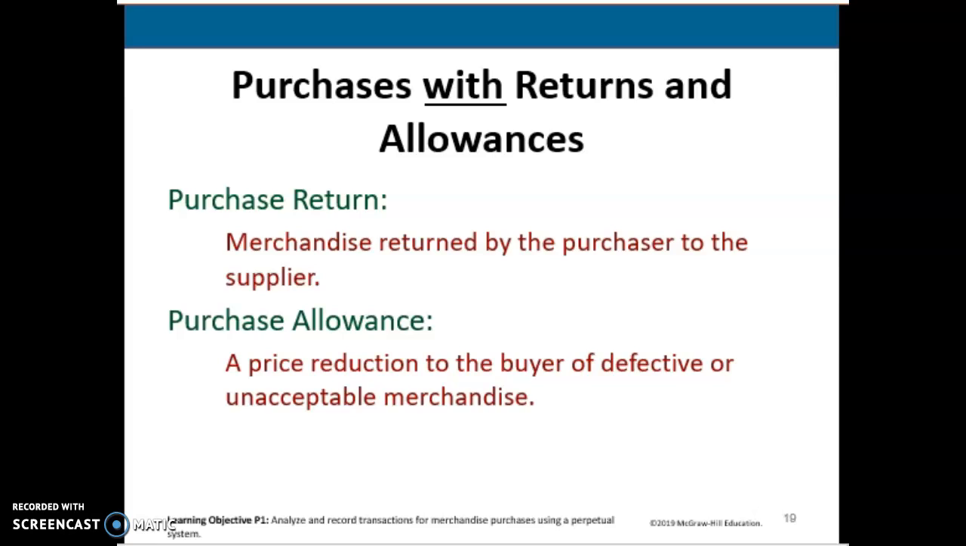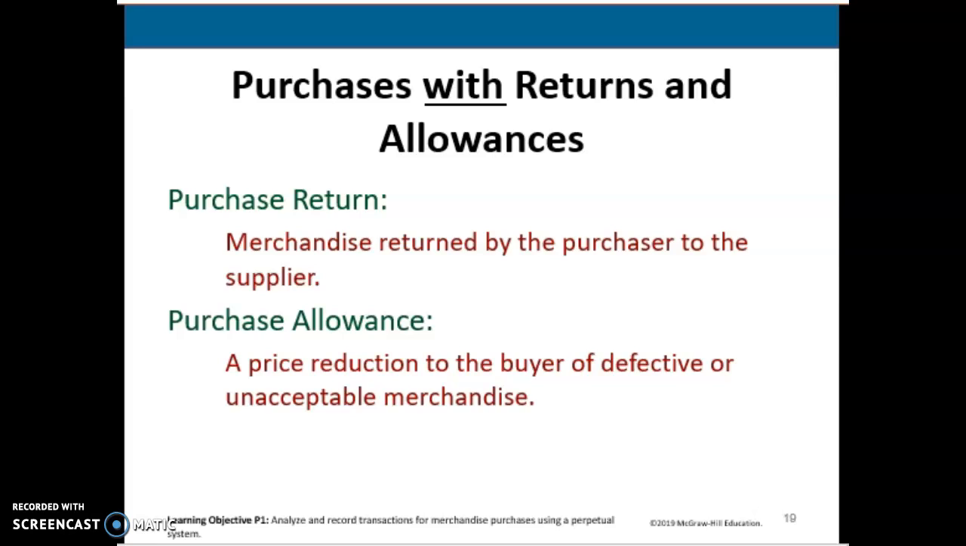Or sometimes we might call that supplier and say, hey, we received a refrigerator in our shipment and there's a dent in it. So they're going to offer us what they call a purchase allowance, which reduces the price of it to us for a defective or an issue with our merchandise. We keep it, and then therefore we can sell it to our customer for a lower price.